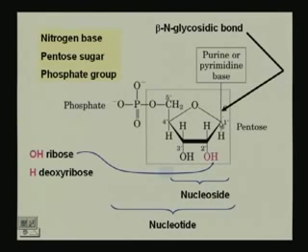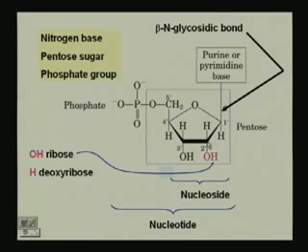Why is it beta? Because it is cis to the CH2OH. Why is it N? Because it is linking with the N of the purine or the pyrimidine base. Why is it glycosidic? Because you are linking a sugar. Anytime you link a sugar, it becomes a glycosidic linkage. Okay? So, this is a beta N glycosidic linkage that is linking the sugar ring to the purine or the pyrimidine base at the 1' position.